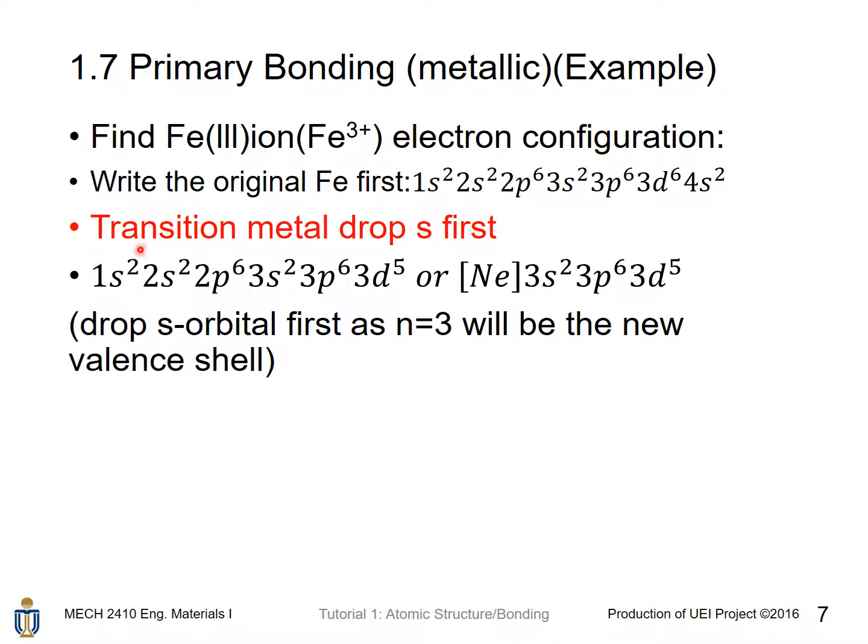Transition metals will also drop the electrons in the outermost s orbitals first, and therefore, because it is 3+, that means 3 electrons are missing. For 4s2, there are only 2 electrons already given up, and for 3d6, there is still 1 that needs to be given up, and it becomes 3d5. And therefore, it has the following configuration.